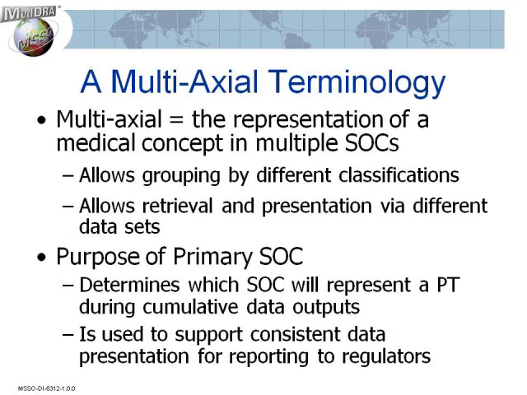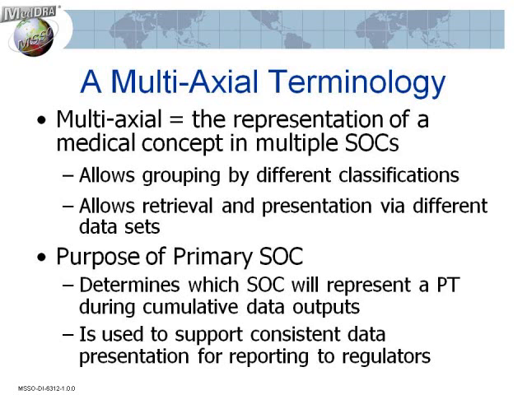The 26 SOCs represent parallel axes that are not mutually exclusive. Multi-axiality allows a term to be represented in more than one SOC and to be grouped by different classifications, for example by etiology or by manifestation site, which allows retrieval and presentation via different data sets. Multi-axiality reflects the inherent complexity within medicine, where a concept often cannot be pigeonholed into a single classification.